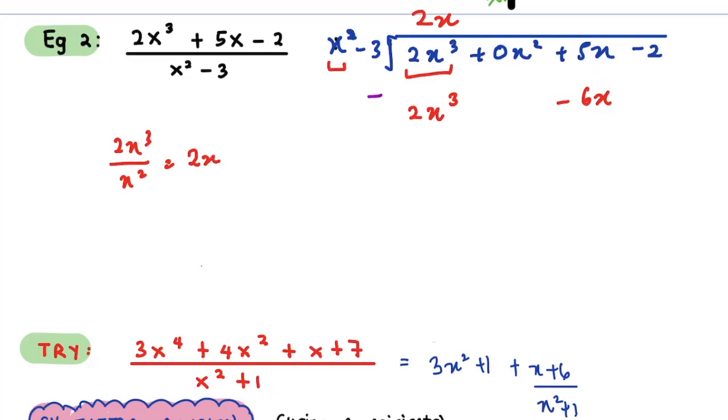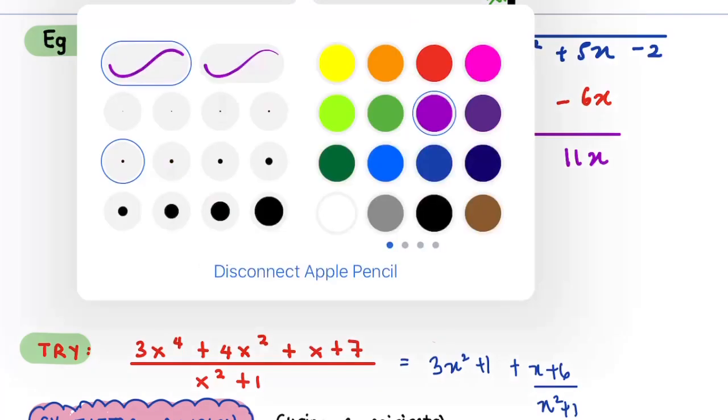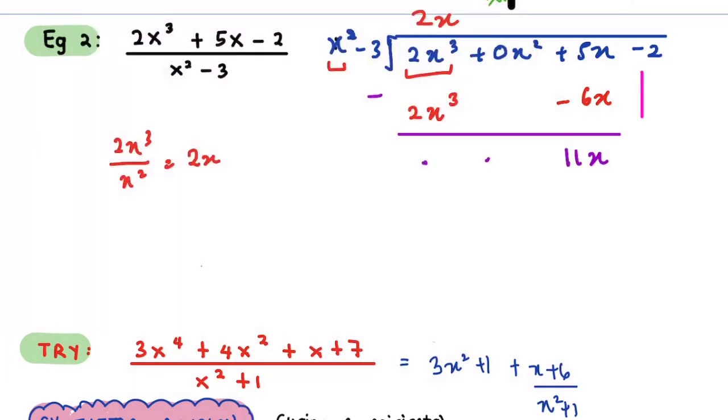Next, let's subtract this. So 2x cubed minus 2x cubed, this is 0, this is what we want. And then 0 minus 0, this is also 0. Then 5x minus minus 6x, so this is 11x. Next, don't forget to bring down the next term, which is minus 2.